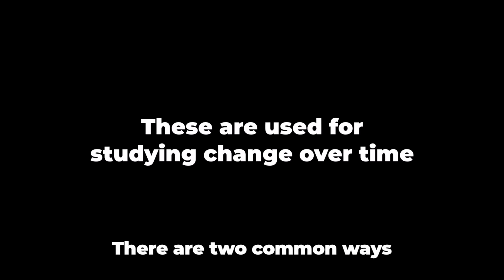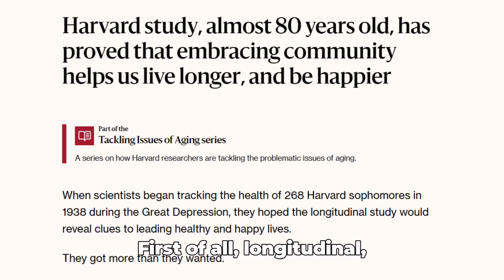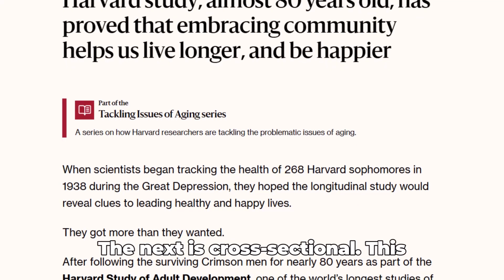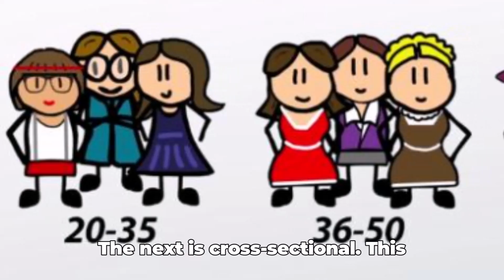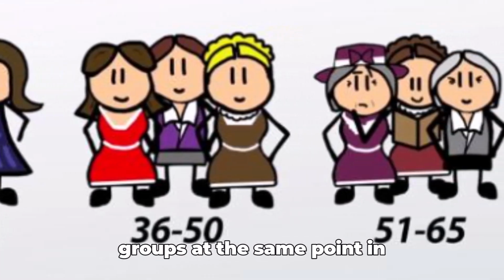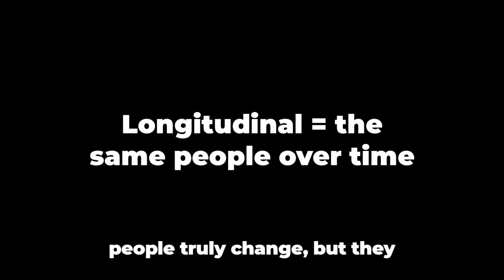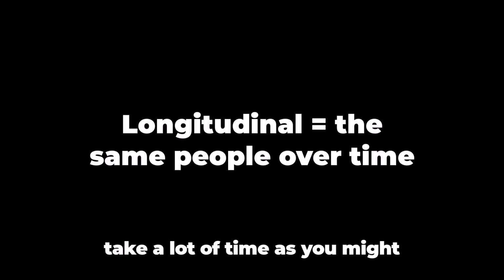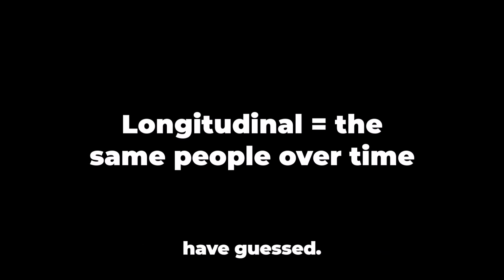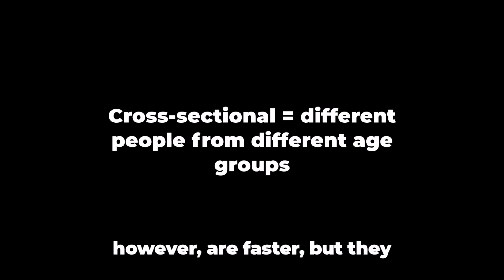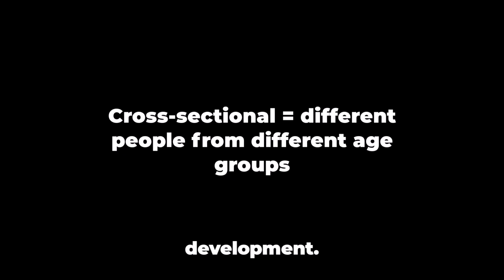Number 6, longitudinal and cross-sectional designs. There are 2 common ways that psychologists study change over time. First of all, longitudinal. This involves following the same group for years. The next is cross-sectional. This involves studying different age groups at the same point in time. Longitudinal studies show how people truly change, but they take a lot of time, as you might have guessed. Cross-sectional studies, however, are faster, but they can't track individual development.